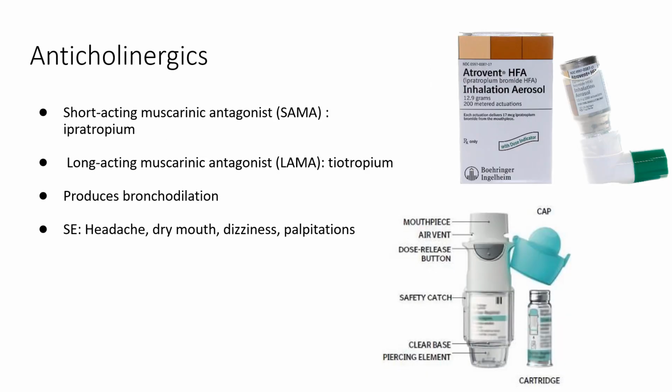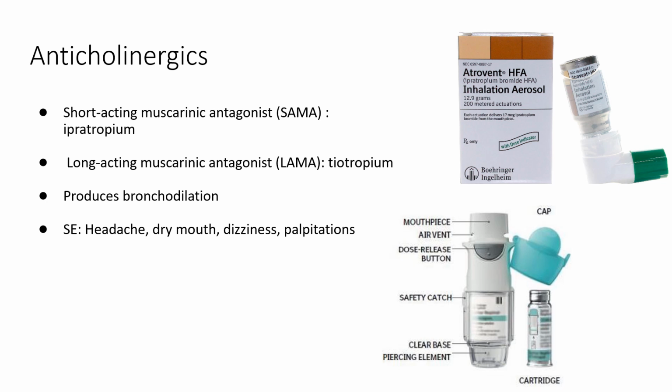So a short-acting muscarinic agonist, a SAMA, and a long-acting muscarinic agonist, a LAMA, fall under the drug class of anticholinergics, a drug class that you should already be familiar with. Anticholinergics produce bronchodilation. It combats bronchoconstriction, right? So it opens the airway. Side effects include headache, dry mouth, dizziness, palpitations, right?